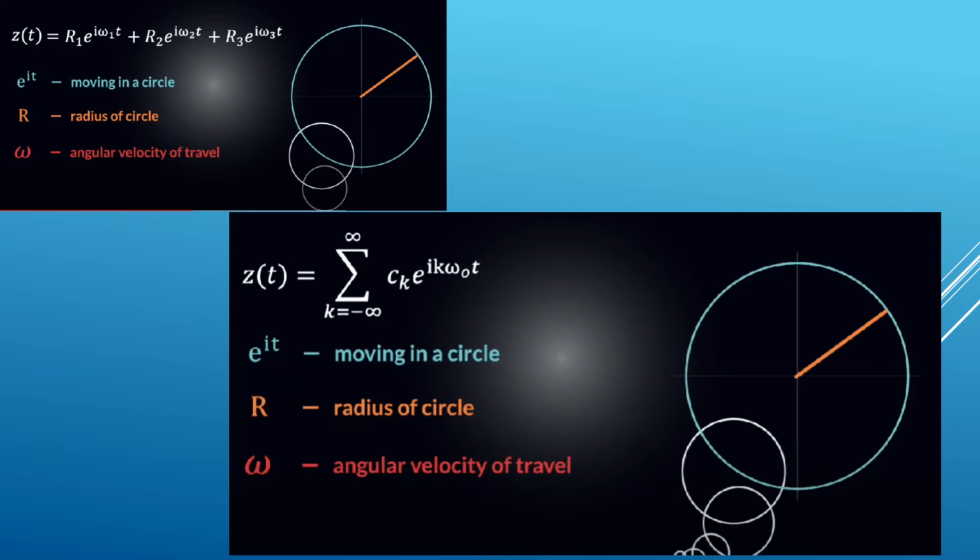So as in the previous case, r1 e to the power i omega 1 t plus r2 e to the power i omega 2 t plus, etc. Or in a compact form, we can write it as the summation from minus infinity to plus infinity of c k e to the power i k omega 0 t, where the c takes the place of the radius. So in this way, we model the movement of the planet or whatever it is with the help of this type of mathematical model.